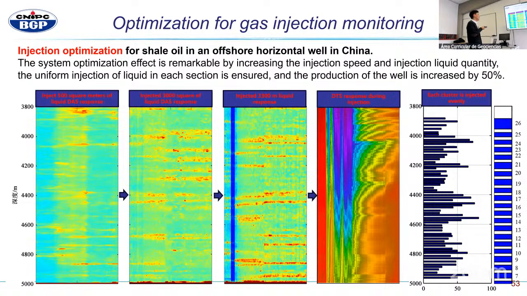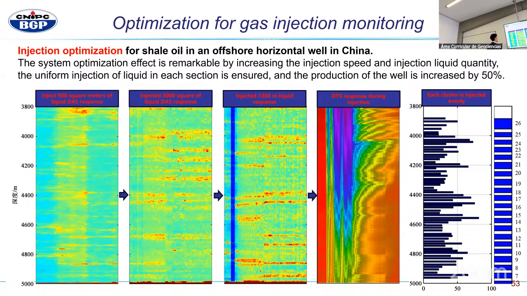And we're also using the DTS and DAS to do the injection optimization application. As you can see here, we inject 5 cubic meters. The DAS report will be like this, and we increase to 3,000 cubic, and then as well there is a response as a cluster like here, and then we increase as well to 3,300, and something will be very intensive.